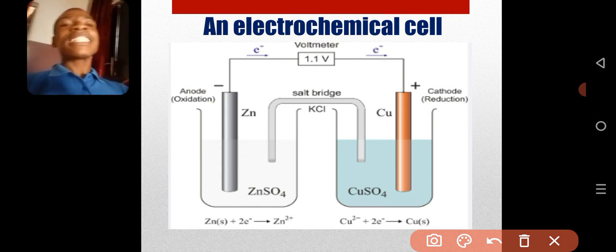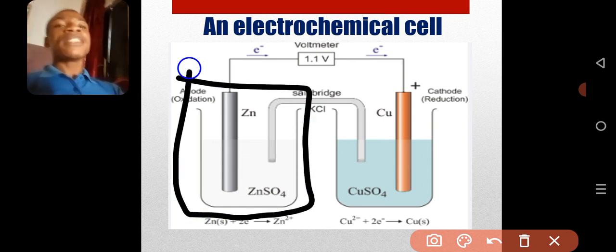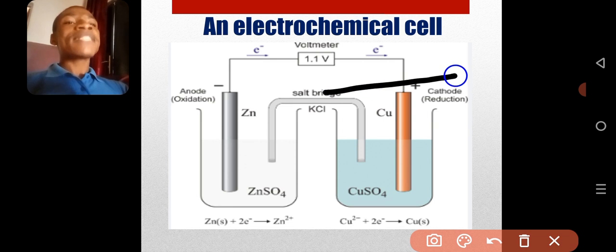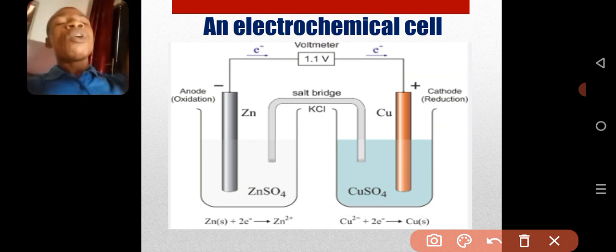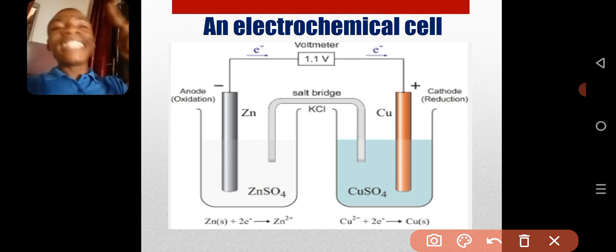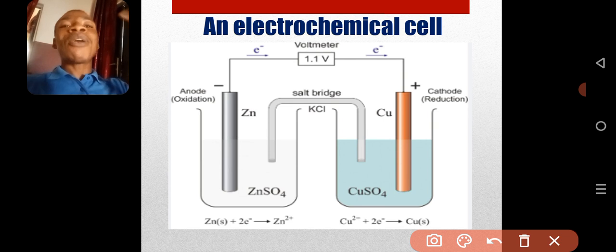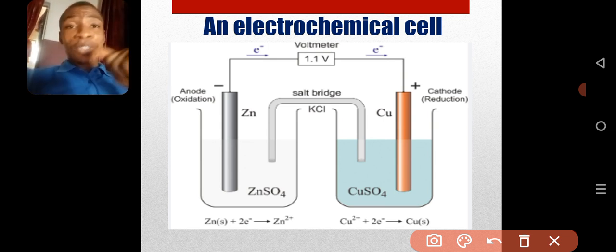So when you connect a zinc half cell as we have it here to a copper half cell as we have it here, then electrons will flow from zinc to copper. The reason is that zinc is more reactive than copper. So you expect electrons to flow from the higher metal to the lower one. It is very normal.